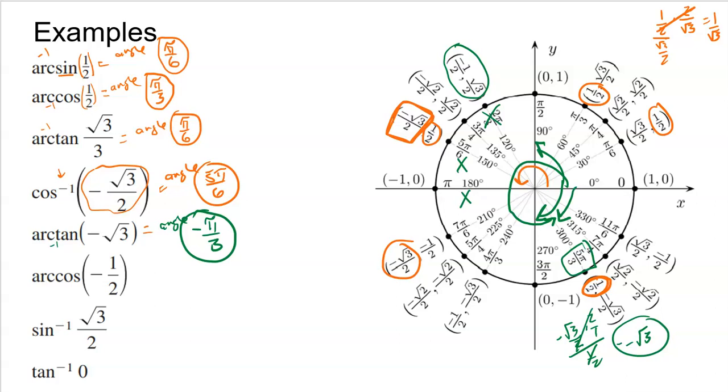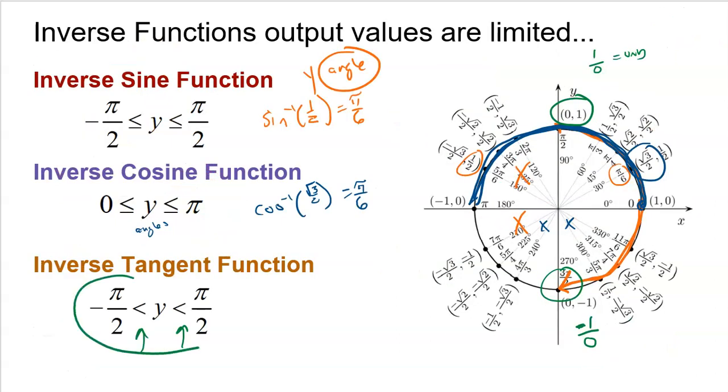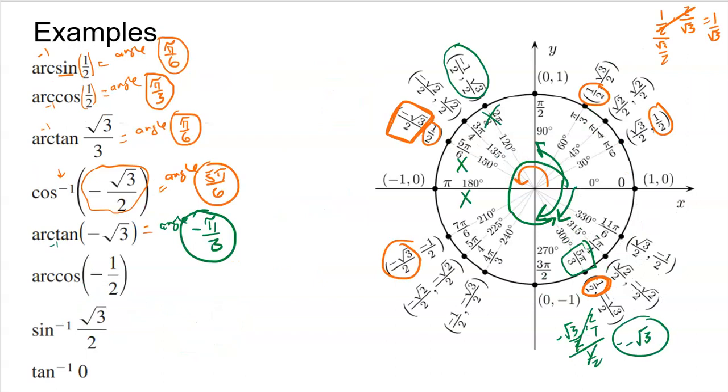Remember, negative pi over 3 is coterminal to 5 pi over 3. But I have to give that angle because, remember, I already said to you guys, tangent is only allowed to give answers from negative pi over 2 to pi over 2. 5 pi over 3 does not fall in that, right? So I have to go down to get there, which is negative pi over 3. I'm sorry, negative pi over 3. Can't tell you how many kids mess that up, so you got to be super careful with that.